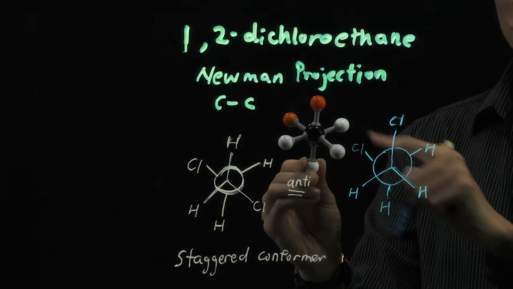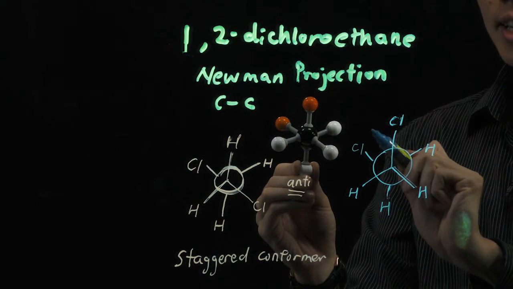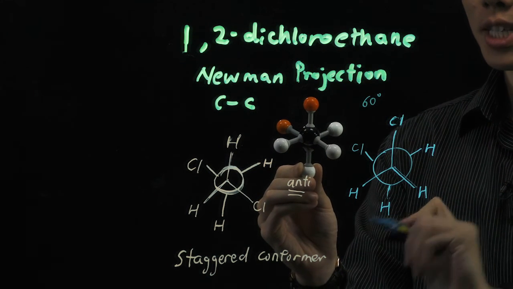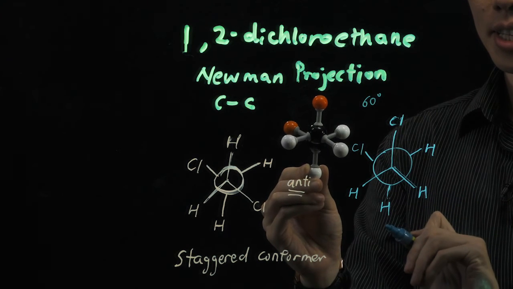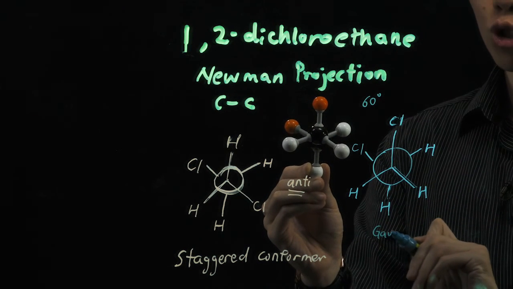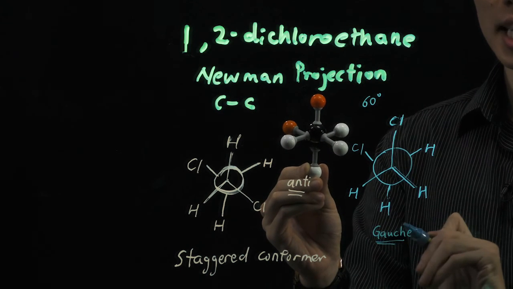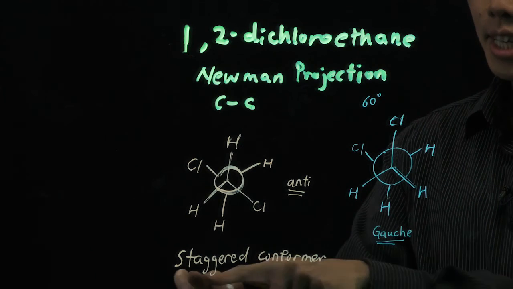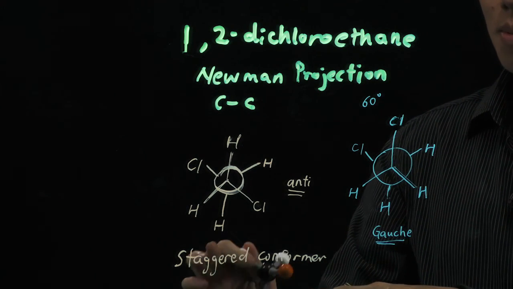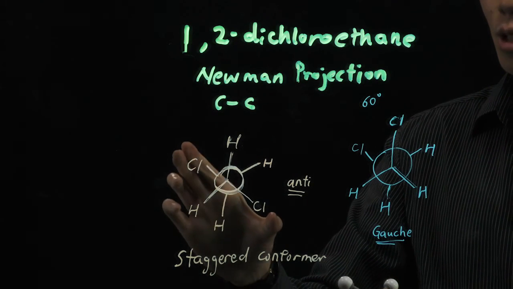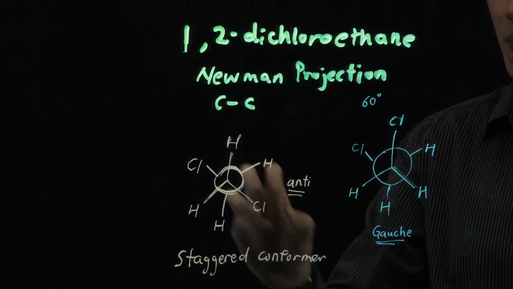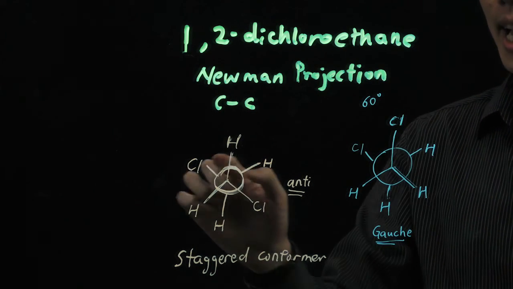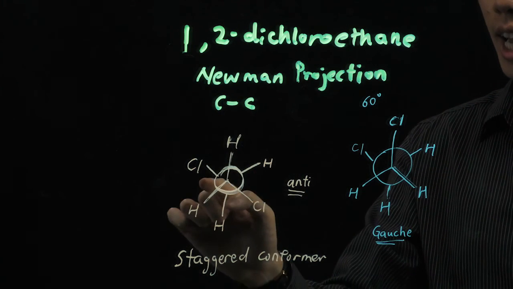So you see the translation? The 2 big chlorines are by the side, 60 degrees from each other. So we call this staggered, but it's called gauche. So this is a gauche conformer, whereas the other one is called anti. They are both staggered conformers, but we can be a bit more specific. Anti means the 2 bulkiest groups are on opposite ends. Gauche means the 2 biggest groups are side by side. And all the bonds here, when you look at this Newman projection, are 60 degrees apart.